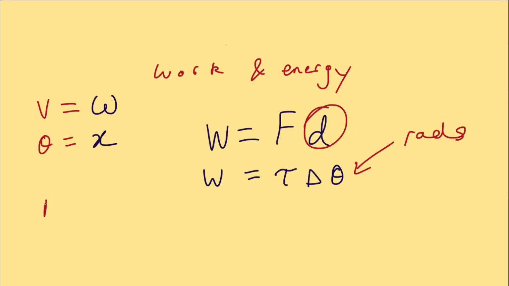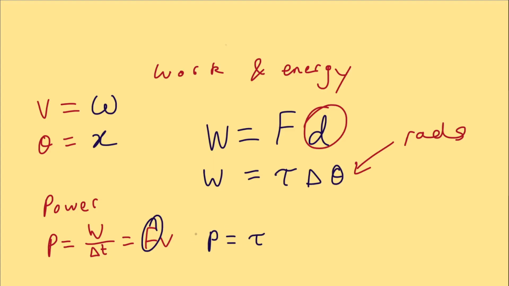What about power? The power formula is P equals work over change in time. This is the rate at which work is done. And it's also equal to force times velocity. The rotational equivalent of this is P equals torque instead of force, and instead of velocity, we have angular velocity. And this is useful because you can find how much energy a motor delivers when turning a wheel, for example.